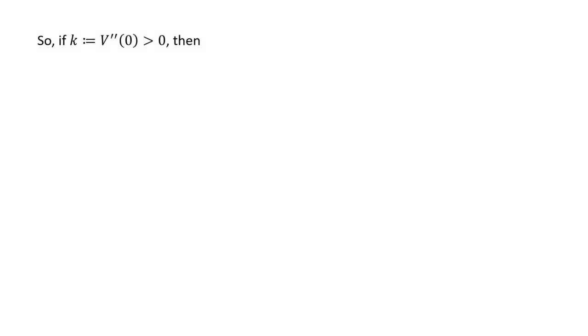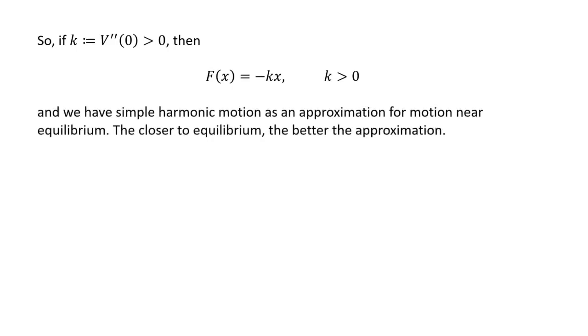So if we define k to be equal to that constant, the second derivative of the potential energy at 0, and if that is greater than 0, then notice what happens. We get Hooke's law, which we know will lead to the simple harmonic motion differential equation. So therefore, motion around the equilibrium point can be simple harmonic.